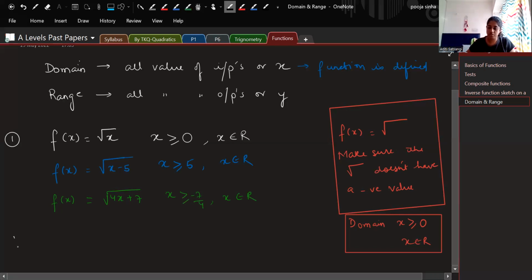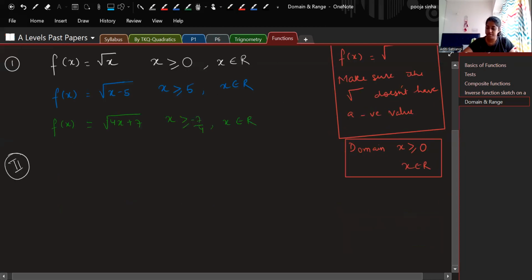Now we come to the second type. These are basically certain domains which are fixed for us, which we have to understand the moment we see them. The second type would be, if you have f(x) is equal to, suppose, 8 upon x. Now in this case, when will it become undefined? When your x is equal to 0. The moment x is equal to 0, it will become undefined.